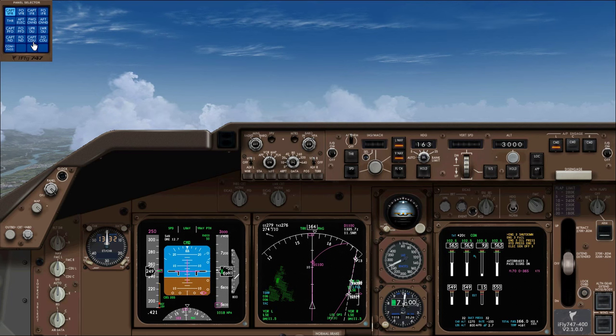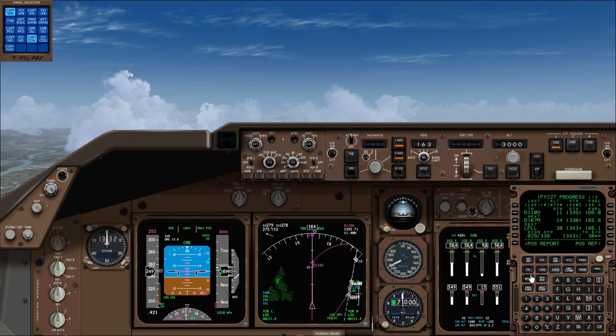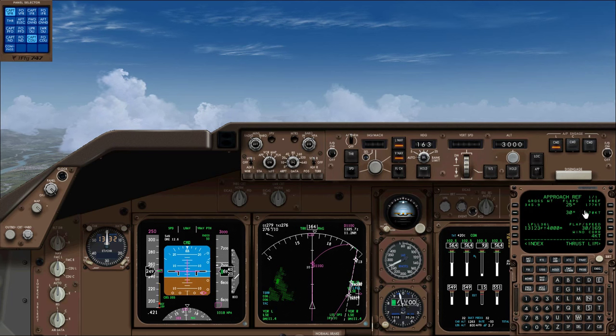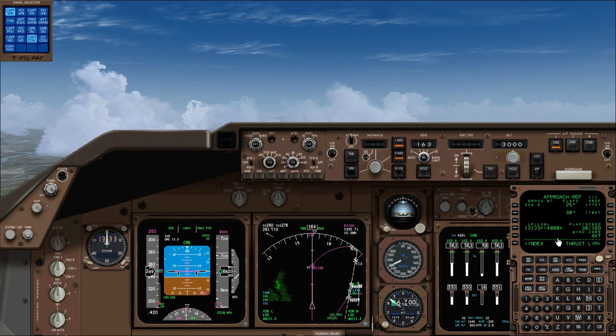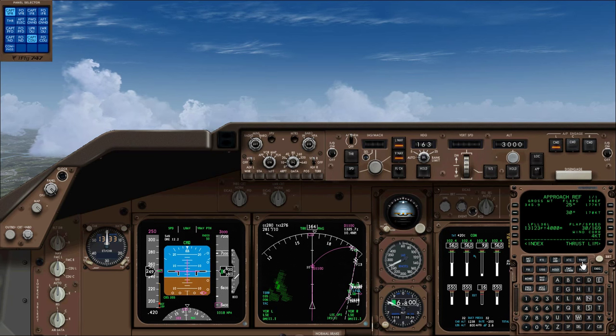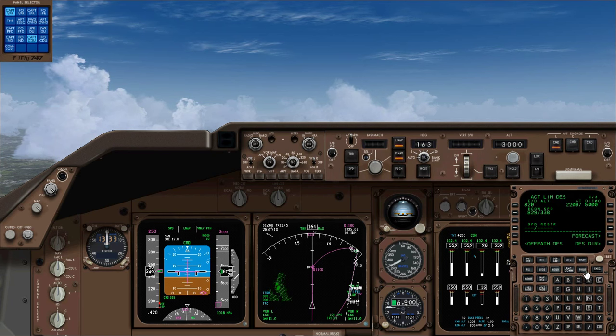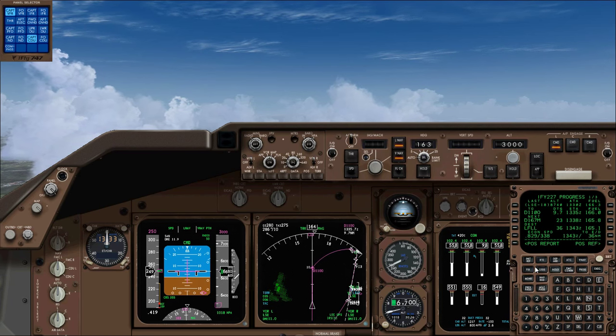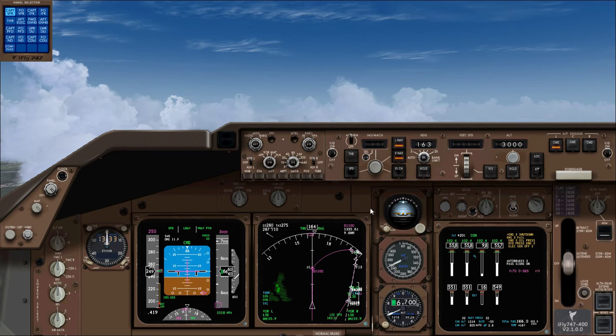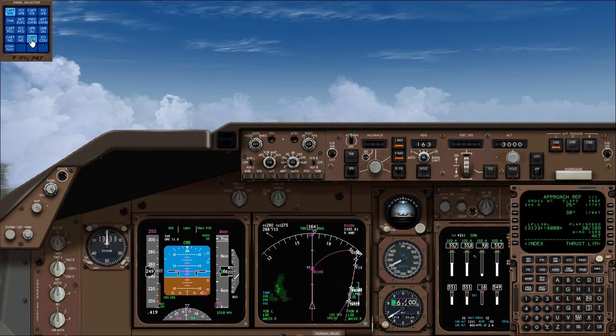There you see now the wind keeps drifting today. It's quite strange wind anyway. In the APP REF we can set the speed. You will see flaps 30, 169, wind correction. We expect 8 knots headwind, so half of the headwind plus the gusting is 4 knots for this approach. And so our approach speed will be 173. As you can see, perfect. Program is okay, and we can close this.